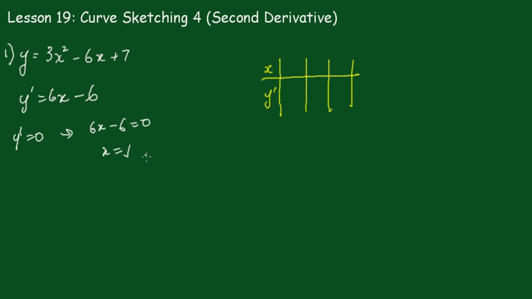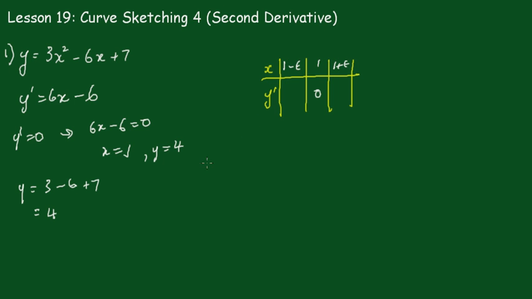And the y value here is going to be y equals 3 minus 6 plus 7. So y is going to be equal to 3 minus 6 is minus 3, plus 7 is 4. So y equals 4. So we'll have 1, y dash equals 0. Now we'll look at 1 minus epsilon, epsilon being a very small positive number, and 1 plus epsilon.